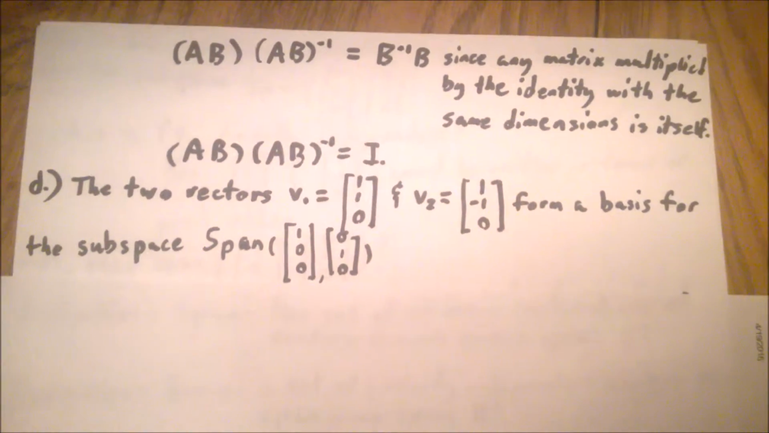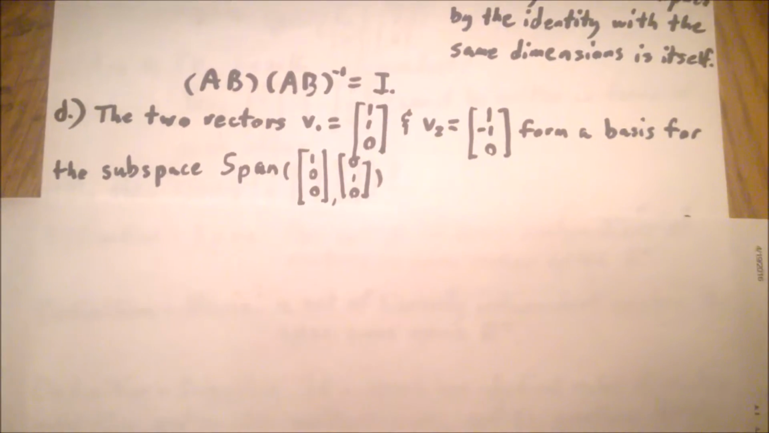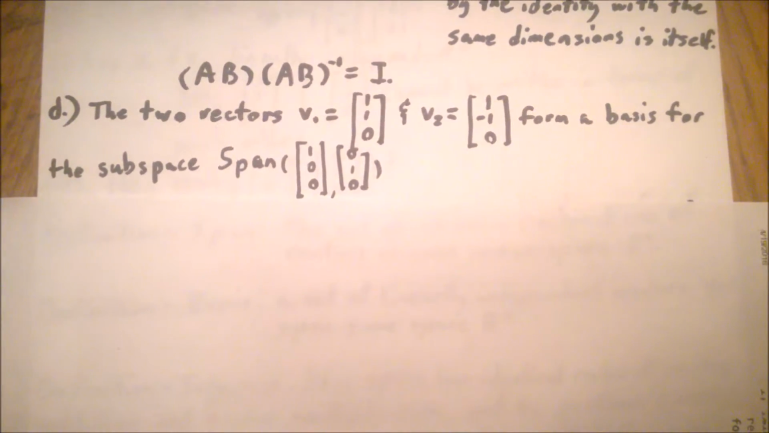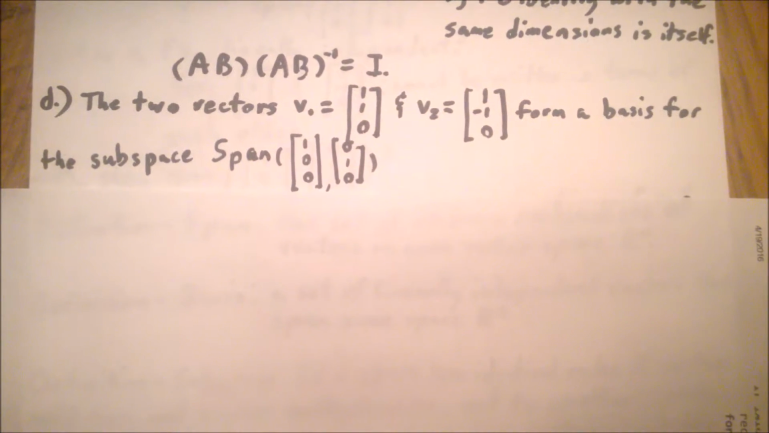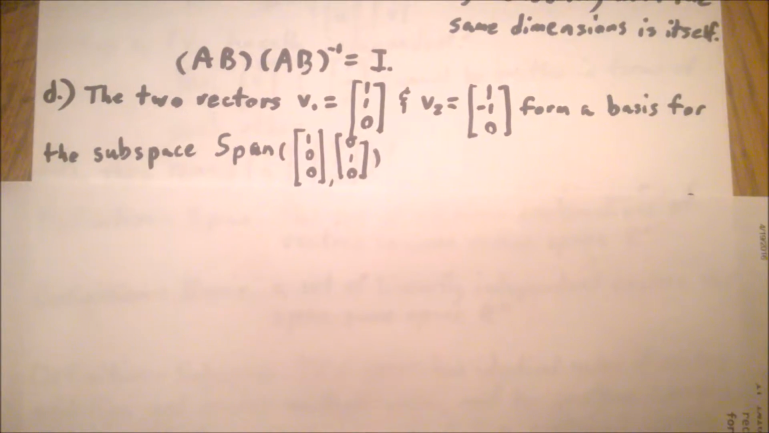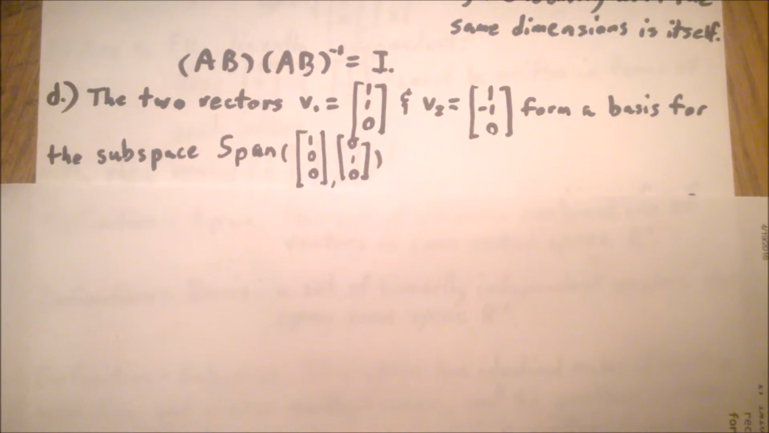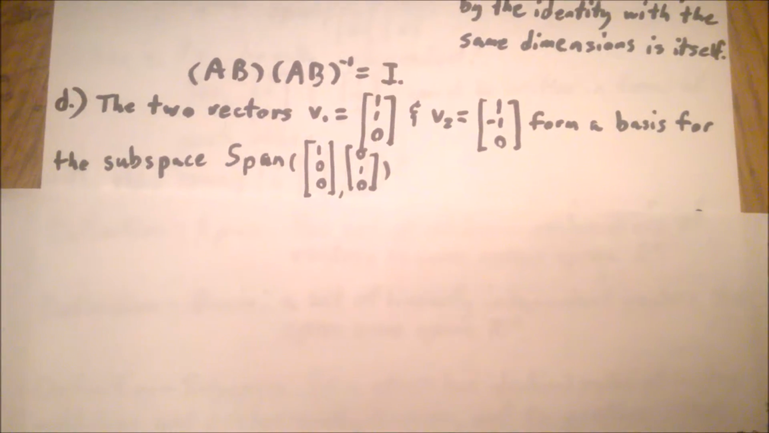Okay, now speeding along, we're going to D. So we're already at claim 4. We're halfway through. So the claim is the two vectors v1, which is equal to 1, 1, 0, and v2, which is equal to 1, negative 1, 0, form a basis for the subspace spanned by the vectors 1, 0, 0, and 0, 1, 0.